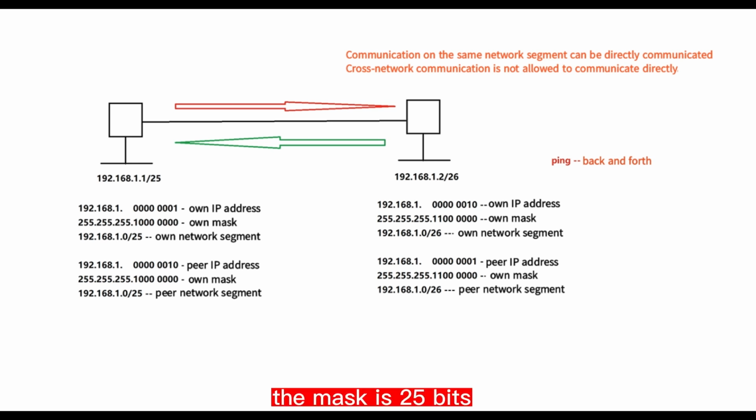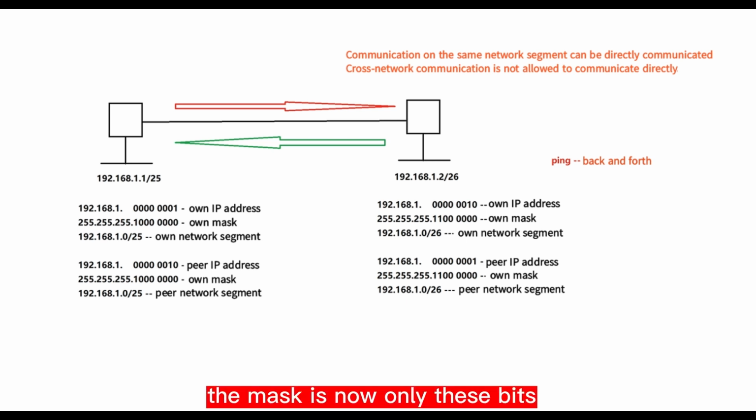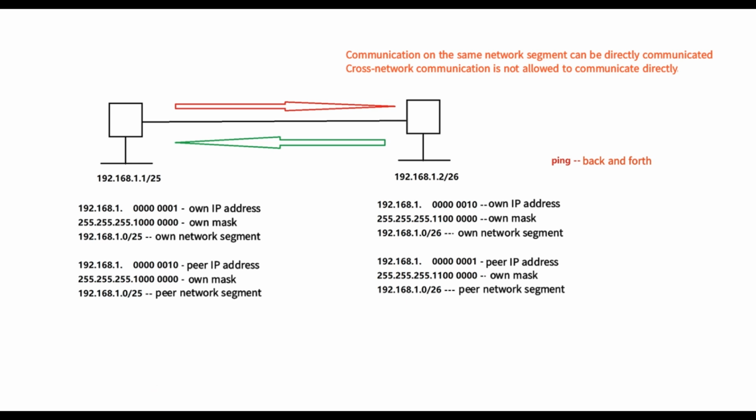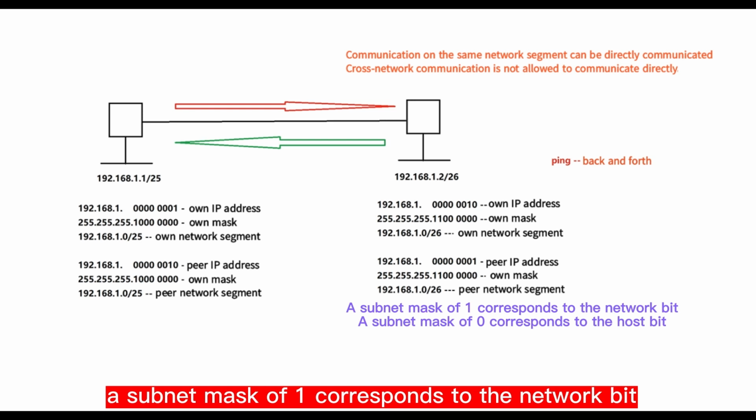192.168.1.00000001. The mask is 25 bits. Then the mask is 255.255.255.10000000. So now to get the network address, the mask is now only these bits, corresponding to the IP network segment, which is also the network number. This is the content of the subnet mask mentioned earlier. A subnet mask bit of 1 corresponds to the network bit. A subnet mask bit of 0 corresponds to the host bit.